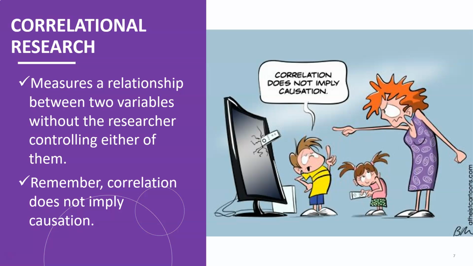An example. The research that was done back in the 1950s and 60s on cigarette smoking and lung cancer was really only correlational research. They could see an association between smoking, secondhand smoke, and lung cancer, but they couldn't call it causation until they were able to study that further. Now, it measures a relationship between two variables without the researcher controlling either of them. Remember, again, correlation does not imply causation.